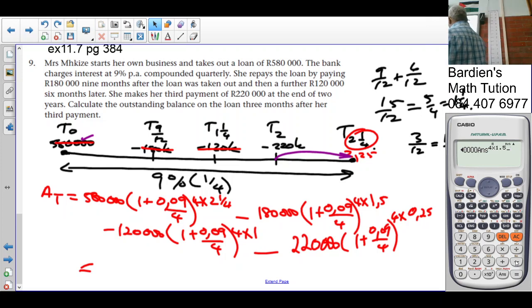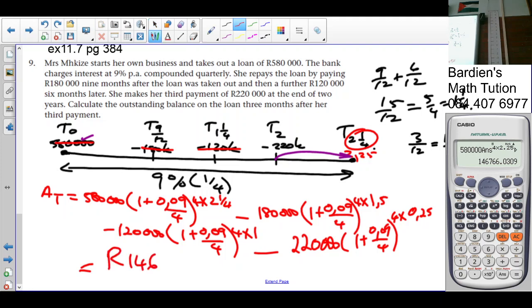minus 120,000 times the answer to the exponent 4, minus 220,000 times the answer to the exponent 4 times 0.25. Okay, just put it as 1. So it gives me an answer of 164,000. Is that correct? 146,000. 766,03.